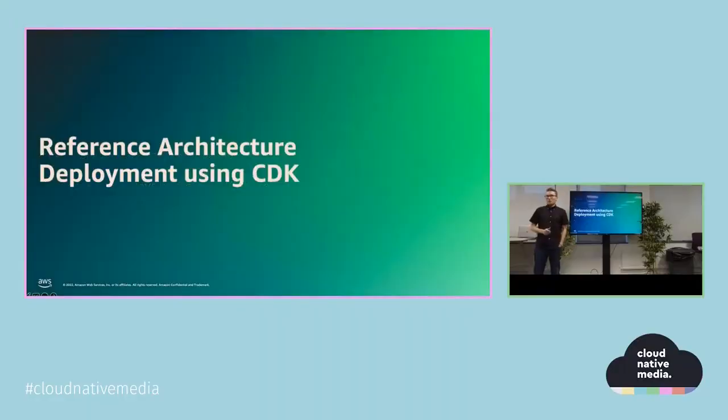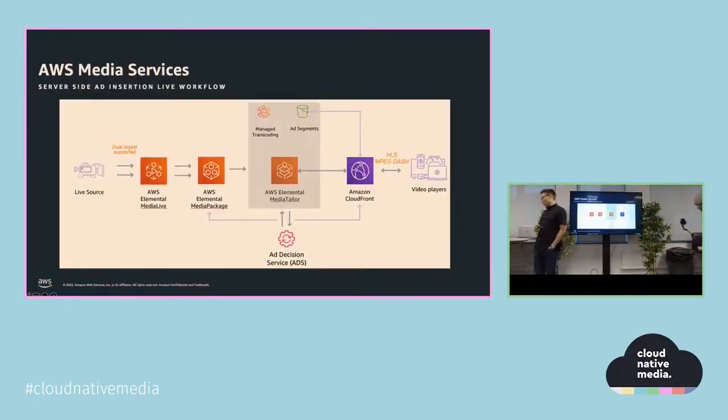I'm going to try and do a live demo, and let's see how that goes. But for those of you that haven't seen any AWS media services before, this is one of our workflows that is for server-side ad insertion. We have services such as MediaLive, that is our cloud encoding. That's doing the transcoding in this case. We've got MediaPackage, which is our origination service, and that does things like just-in-time packaging, and also if you want to add DRM to your live streams, etc., you can do that all in MediaPackage.